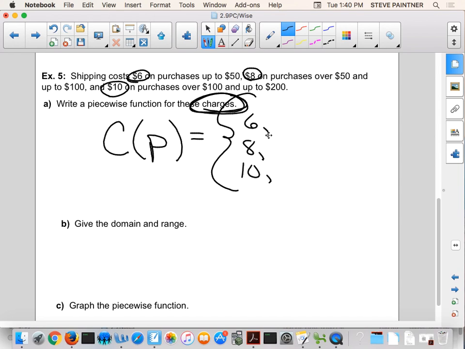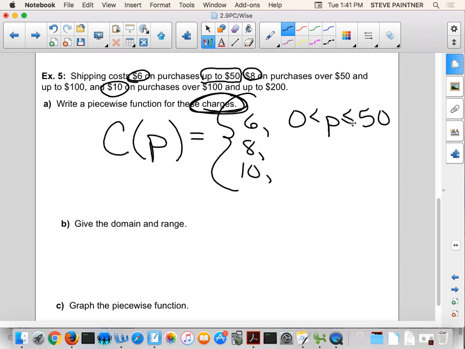It's a step function. When will you get charged $6? When you pay between $0 and $50. Exactly. Up to 50, it says right there. So you would say from 0 to 50, if my purchase is greater than 0 but less than or equal to 50. Is there an equal sign that belongs somewhere? Yeah, on the 50. You should know it's 50 because it says $6 on purchases up to 50.